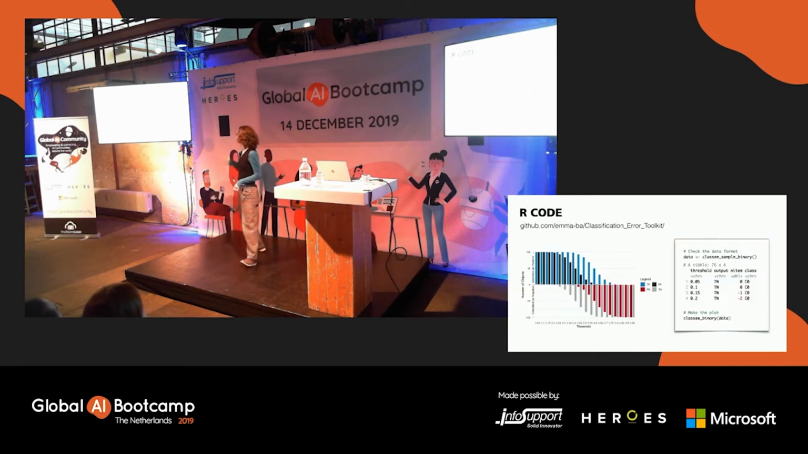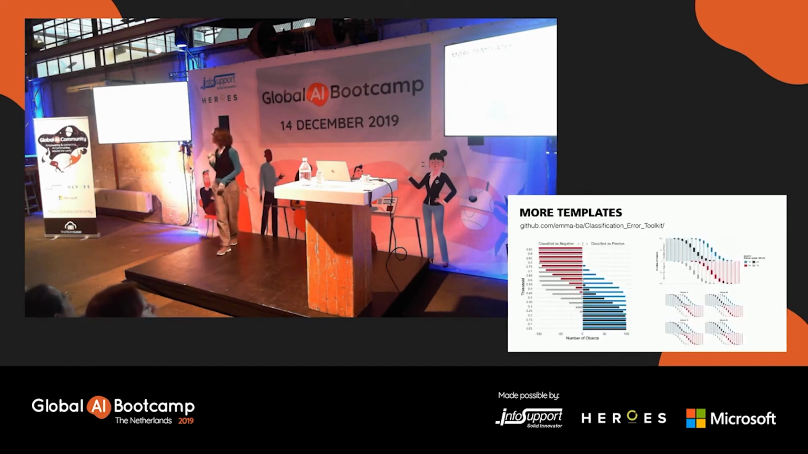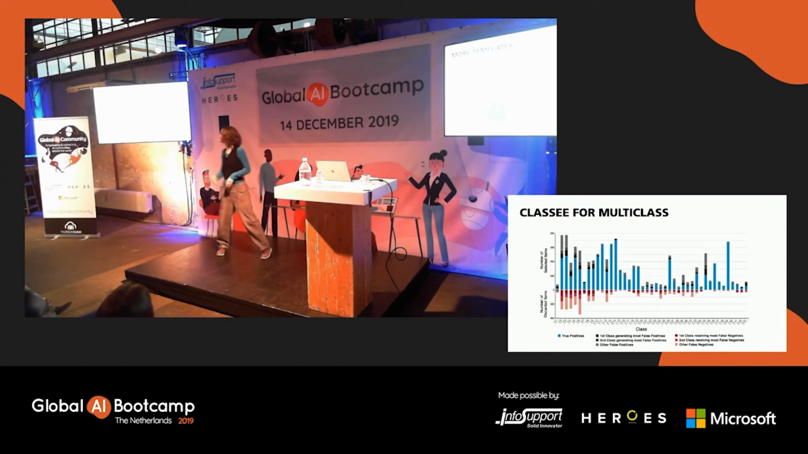So just to finish with this code, it works with data in this format, but I also made a little function to prepare your data that works with just two vectors: your actual class label and your predicted probability. That's a more common format, so with this it's going to transform it to be directly usable for the visualization. There are also a few more templates on the GitHub, so you could find a vertical version of the binary classification, some visualizations with variants. I'm going to come back to that later. And you can also find a version for multi-class.